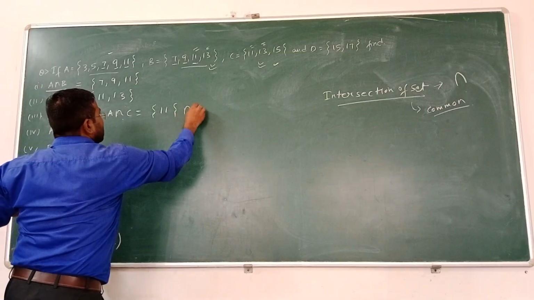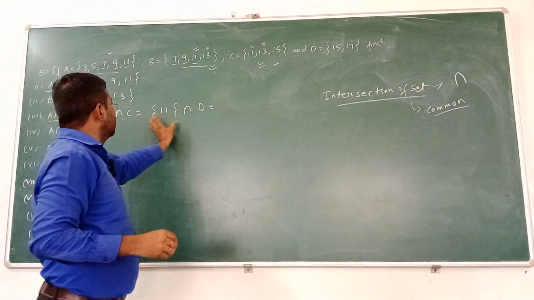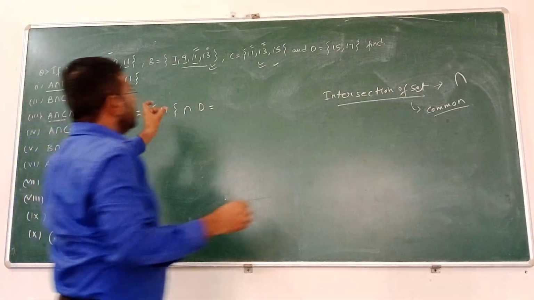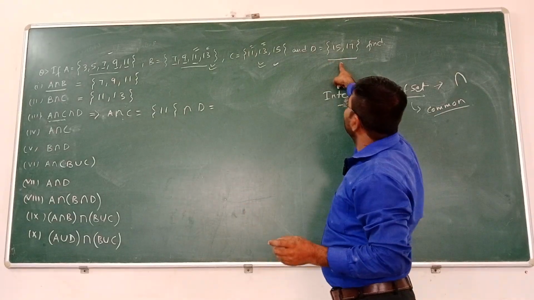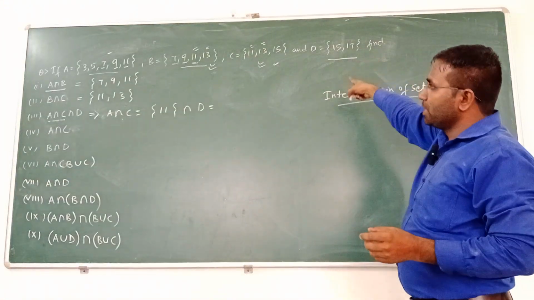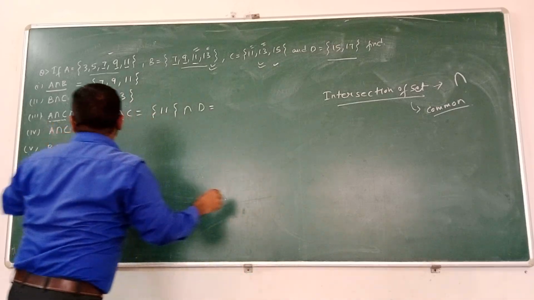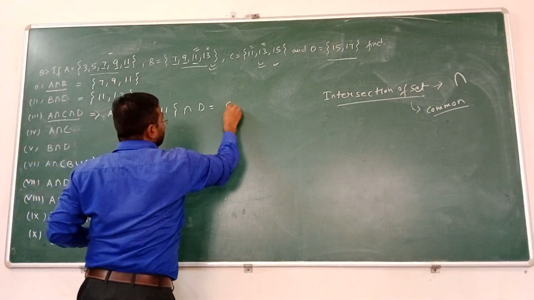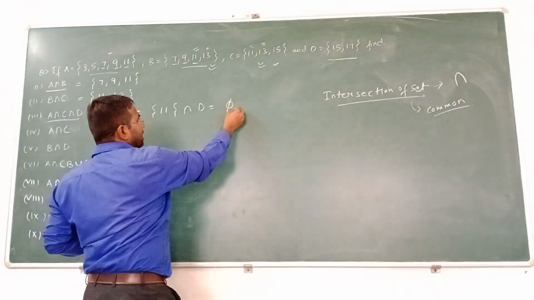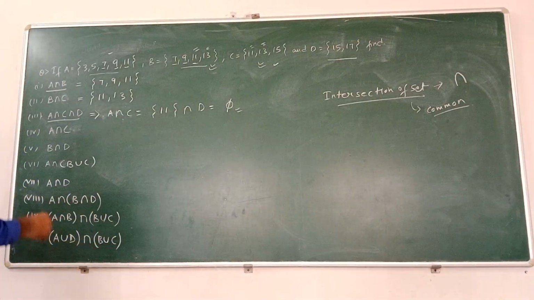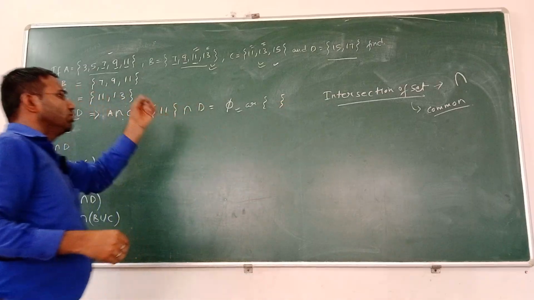Now you will write the intersection of this set with D. See D: in this set 11 is there, and in D 15, 16 are there. Is any element common? No common element is there. So the whole value will be phi. If no element is there, then that set is denoted by phi, or you can simply say no element is there.